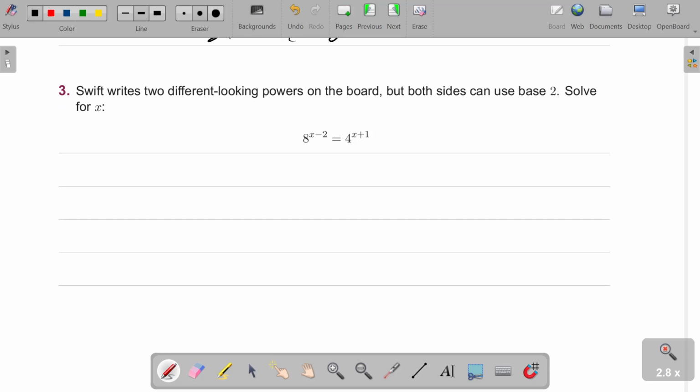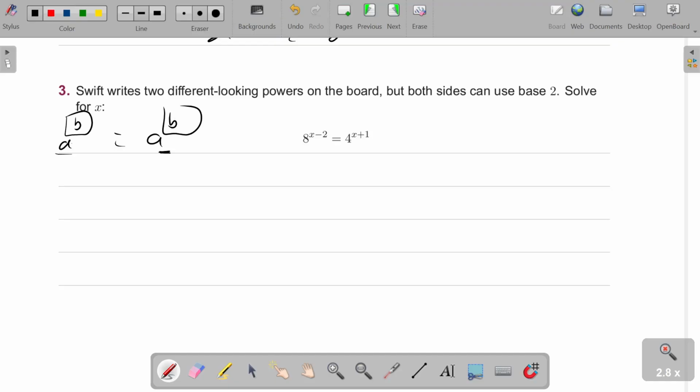Again, we want to be able to use the same base, right? Because something to the power of b is equal to something to the power of b, right? Whatever that thing is in the base, if they have the same base, then we can perfectly line them up and equate the exponents to each other.